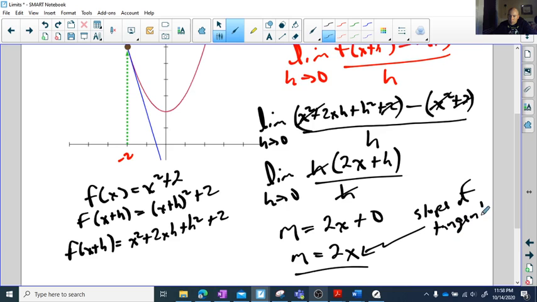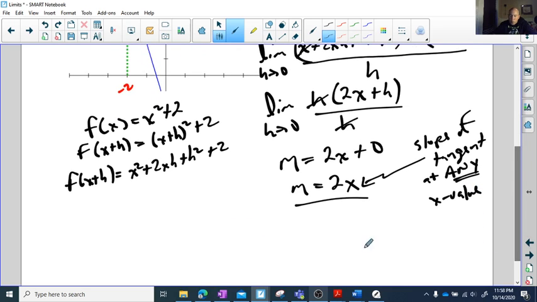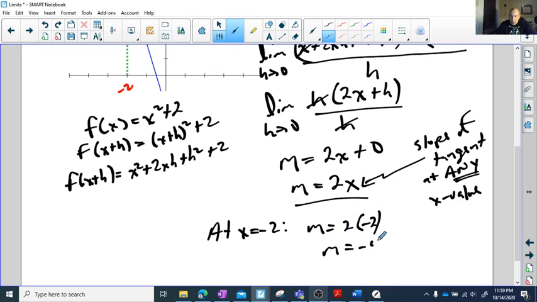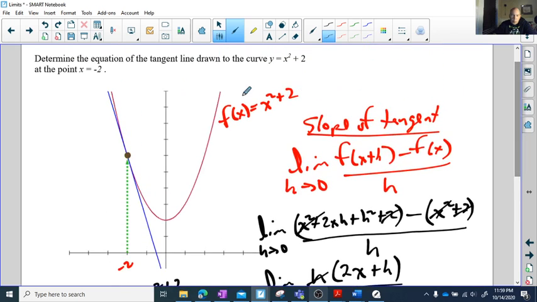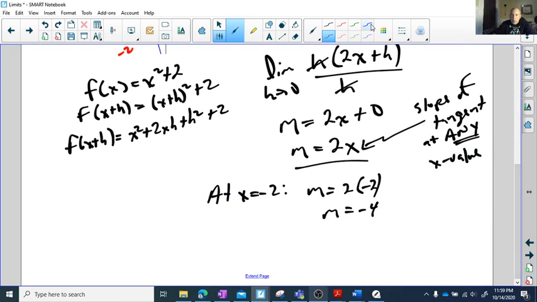And in this particular question, we are going to use x is -2. So at x equals -2, our slope is 2 multiplied by -2. I have just figured out that the slope of this blue line is -4 using limits, which is going to help me now get the equation of the line. That's why I reviewed that for you on our slides prior to this.